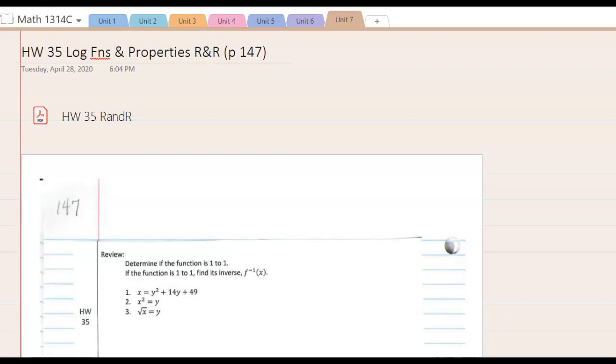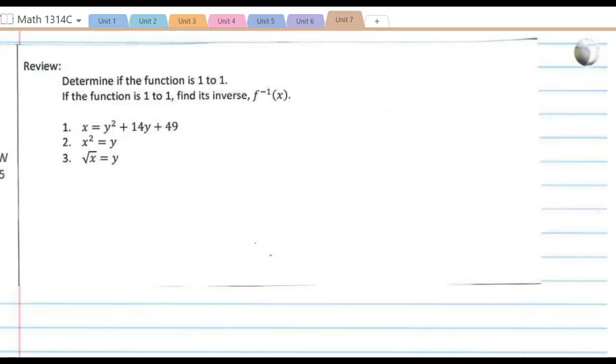This video will cover the review and reflect for the topic of log functions and their properties. For the review, we are asked to determine if the function is one-to-one. If the function is one-to-one, then we need to find its inverse, the inverse of f of x.